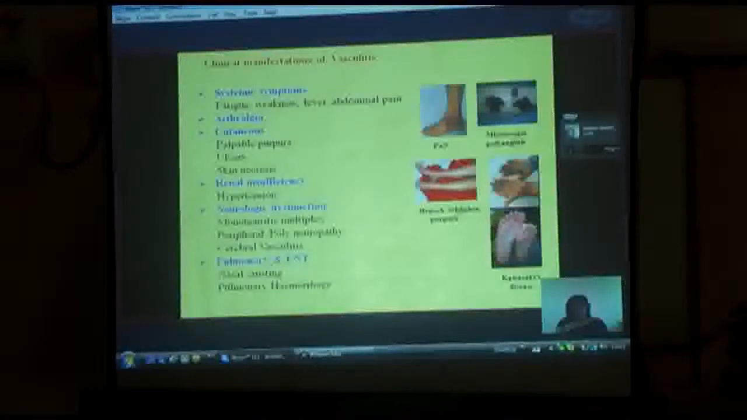Patients with vasculitis usually present with systemic symptoms and joint pains. Cutaneous lesions can vary from palpable purpura, as you can see in polyarteritis nodosa, to ulcers and skin necrosis. Severe necrosis such as this is seen in microscopic polyangiitis. The other major complications which we tend to treat as rheumatologists in combination with other specialties are renal insufficiency, CNS involvement, and pulmonary and ENT involvement. Nasal crusting and pulmonary hemorrhage are commonly seen in Wegener's granulomatosis.